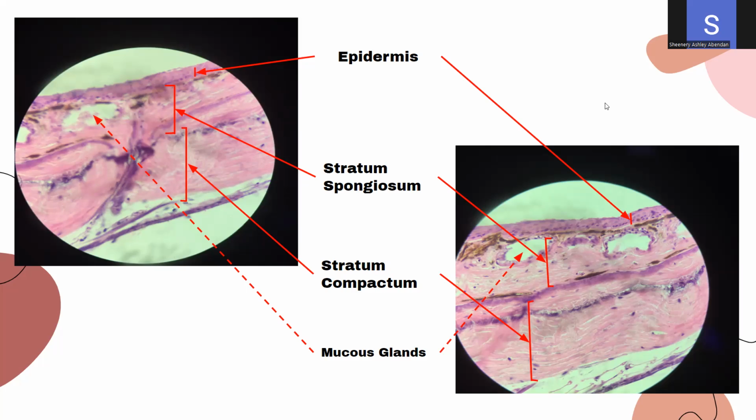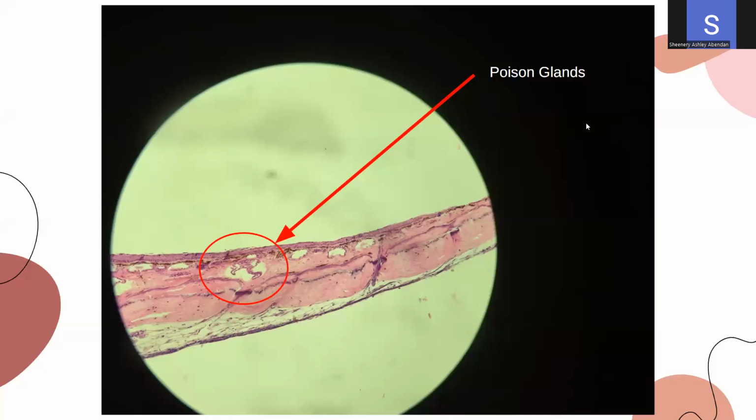Lastly is glands. The stratum spongiosum contains two types of glands, the mucus glands, which can be observed to be empty and having thicker walls. The other is poison glands, which can be observed to be thinner and more granular compared to the mucus glands.